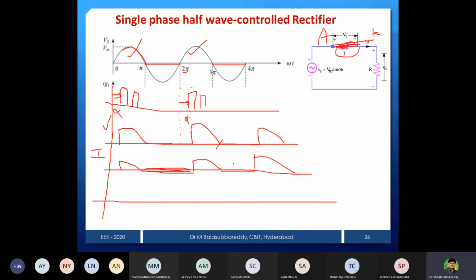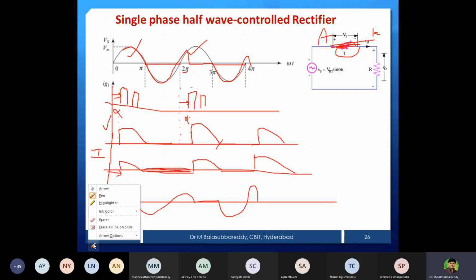On means 0. Wherever it is on, you keep zeros. Wherever it is off, keep same as source. From this point it is off, so I kept source. And from here it is on, 0. And this portion is off, then same as source. So this only I drew, nothing else. Then again 0. Then again same as source, like this. So that is your 0. Then source voltage. This is the voltage across the device, like that.